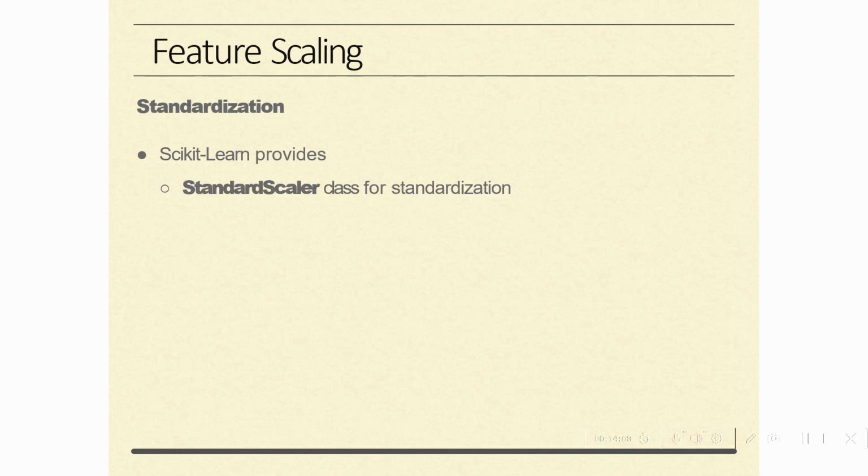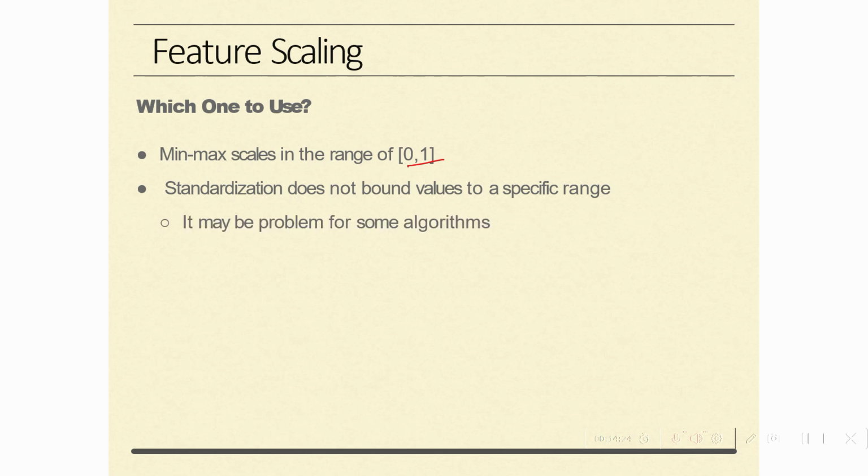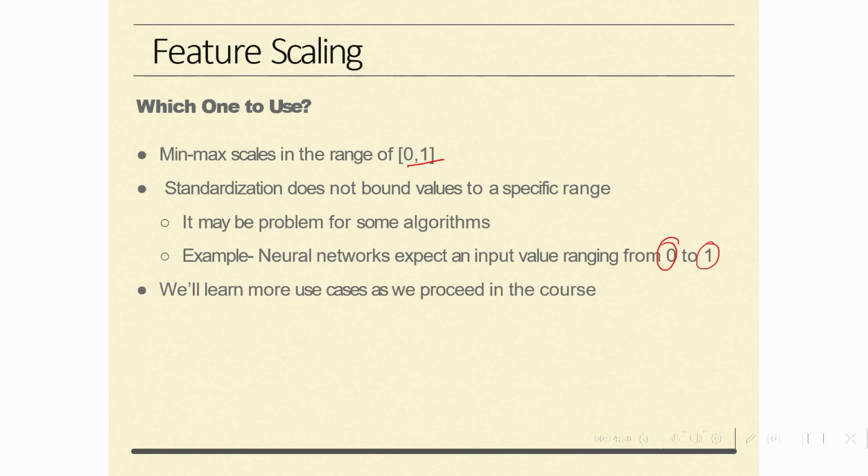The StandardScaler class is used for standardization. For example, min-max scaling is in the range of 0 to 1, and standardization does not bound values to a specific range. That may be a problem for some algorithms. For example, neural networks expect input values ranging from 0 to 1. We will learn more use cases as we proceed in the course. In the meanwhile, we will see the different types of standardization and min-max scaling in our course.